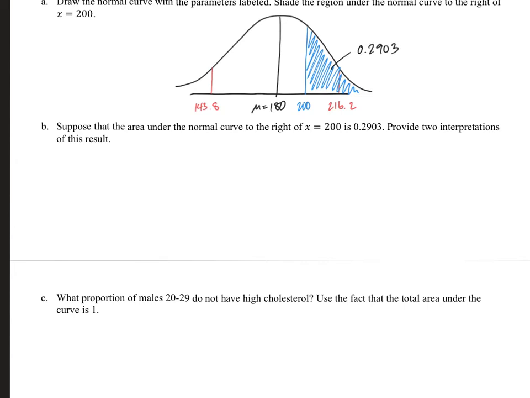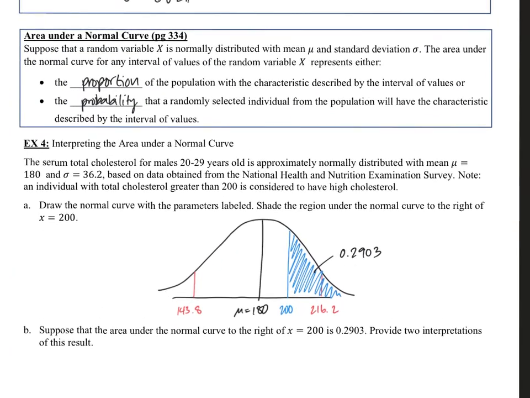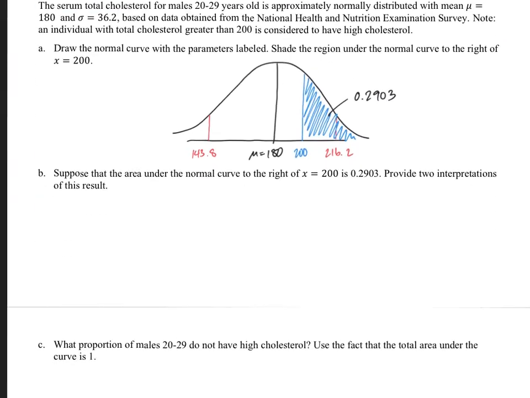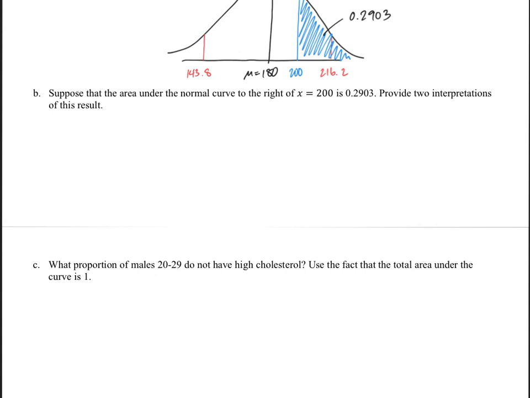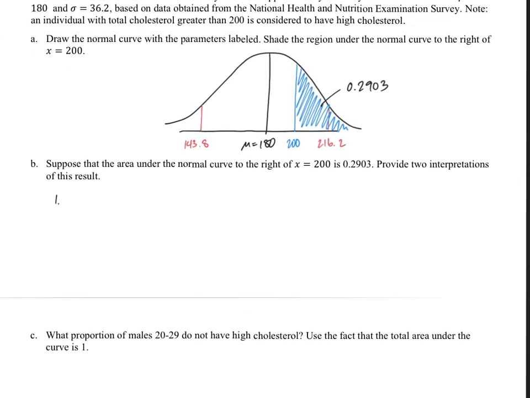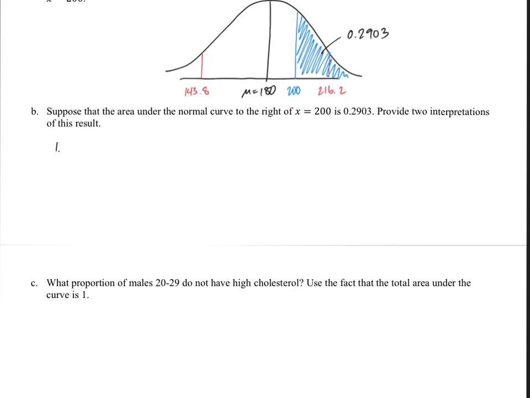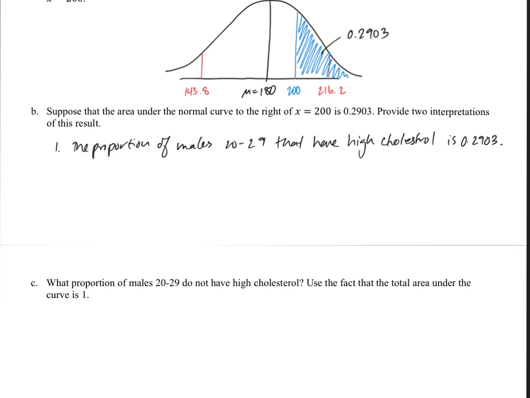Provide two interpretations of this result. Okay, so we're going to base this interpretation off of the two options. So what are the two options? Well, we could do the first one, which is talking about proportion. So the proportion of males 20 to 29 that have high cholesterol is 0.2903. Cholesterol is a hard word to write.